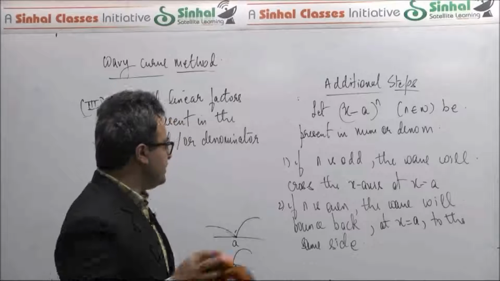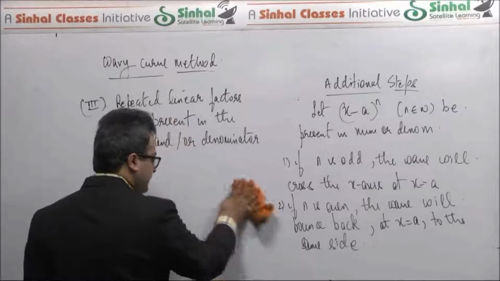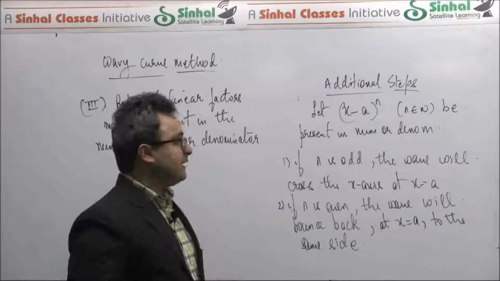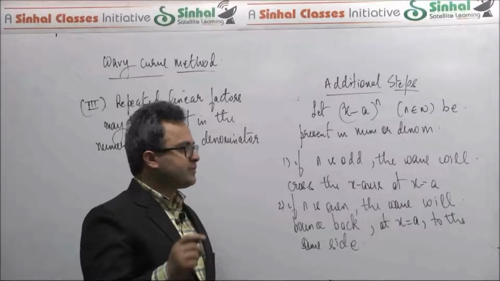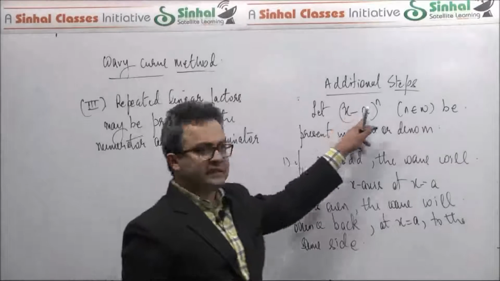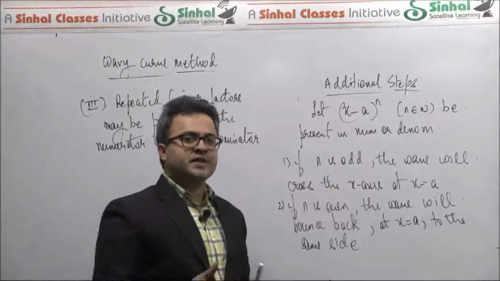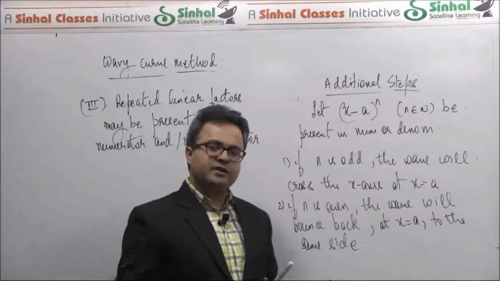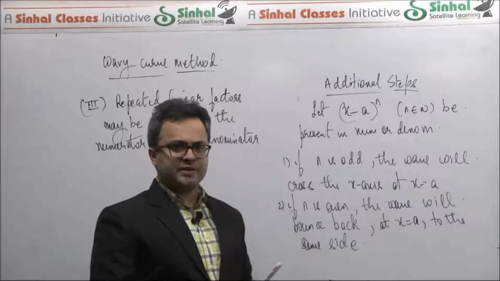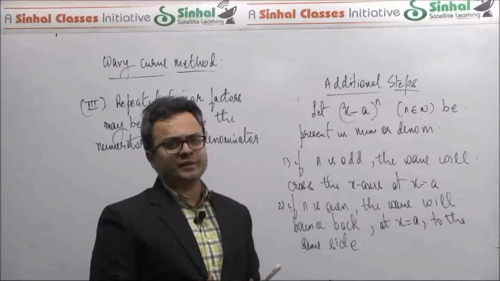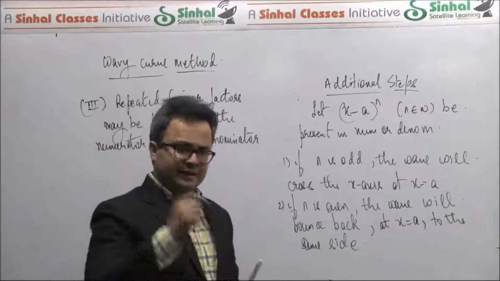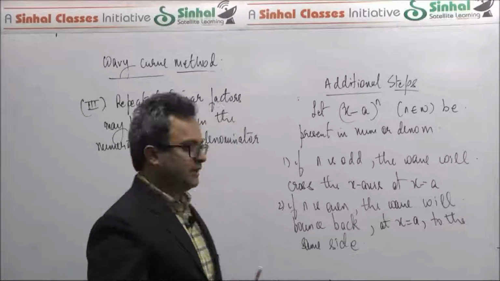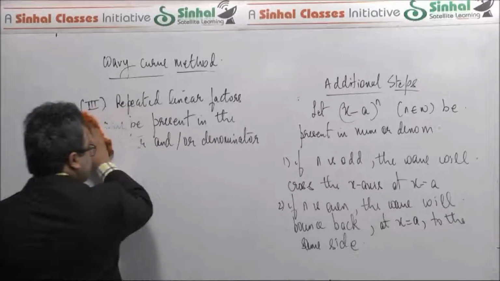So these are the only additional steps that you have to take care of, right? Corresponding to the critical point x equal to a, if this is the factor, when the wave reaches x equal to a, if the power of the factor is odd, the wave will cross over to the other side at x equal to a. And if the power associated with the factor is even, it will get reflected at that point and bounce back on the same side. So let's look at some applications of this.